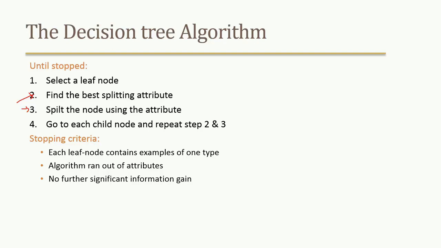So when do we stop? Whenever there are no further examples, or no further records in a particular segment. Or when the algorithm runs out of attributes. Or when there is no further significant information gain: if just by splitting we are not achieving any information gain, there is no point in going ahead, so we can simply stop there.